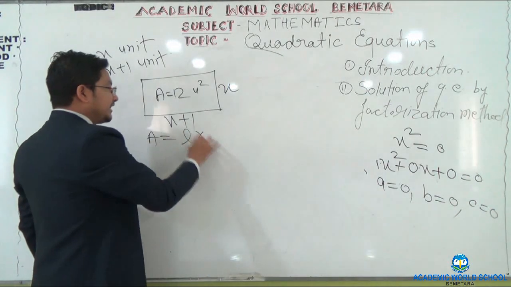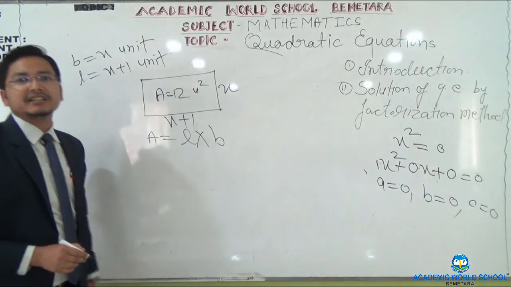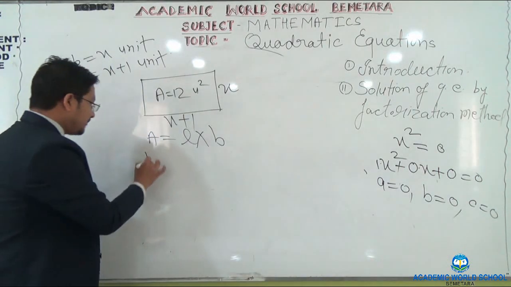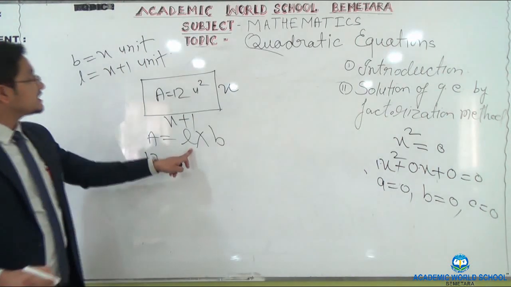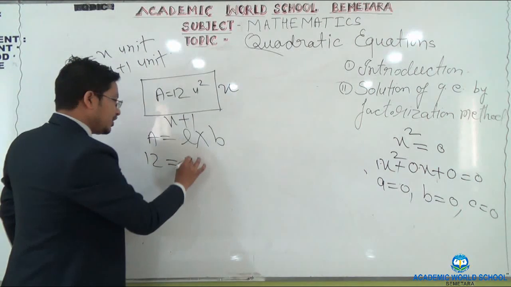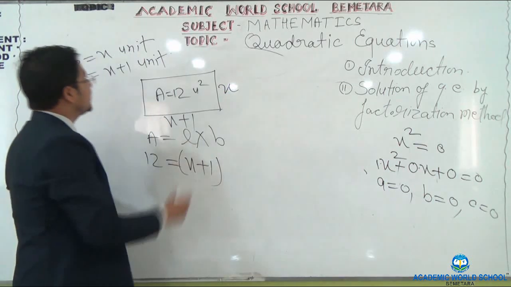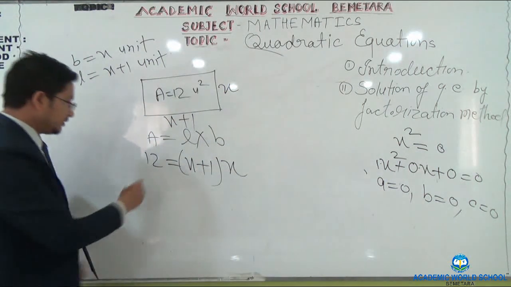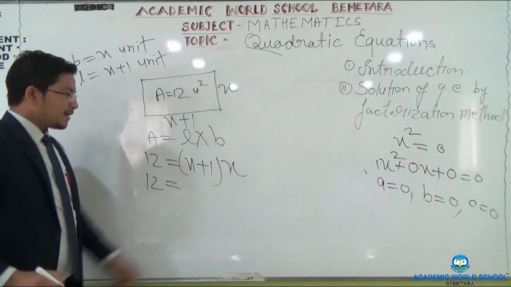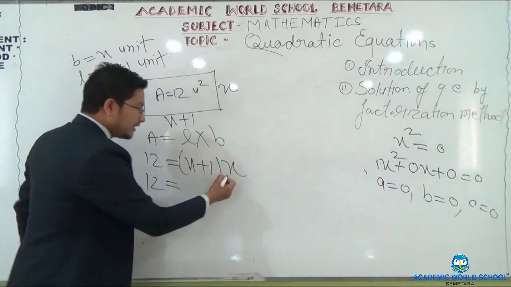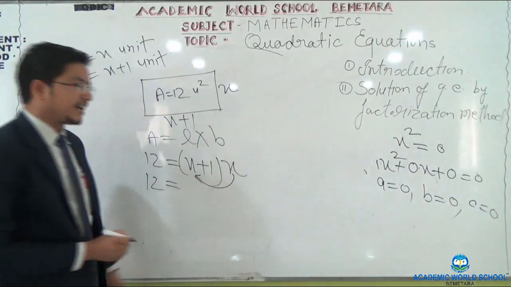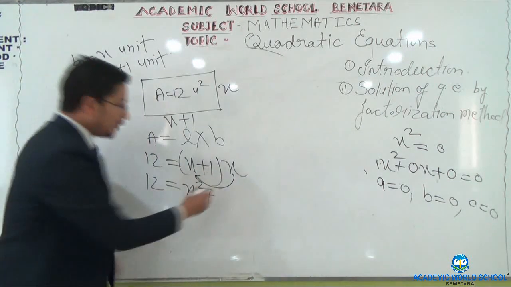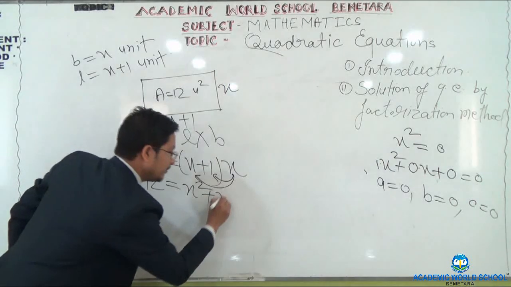Area of a rectangle is length into breadth. The area is 12 square unit, the length is x plus 1 and the breadth is x. So x plus 1 into x equals 12. Evaluating this, x multiplied with x becomes x square, and plus 1 into x is x.